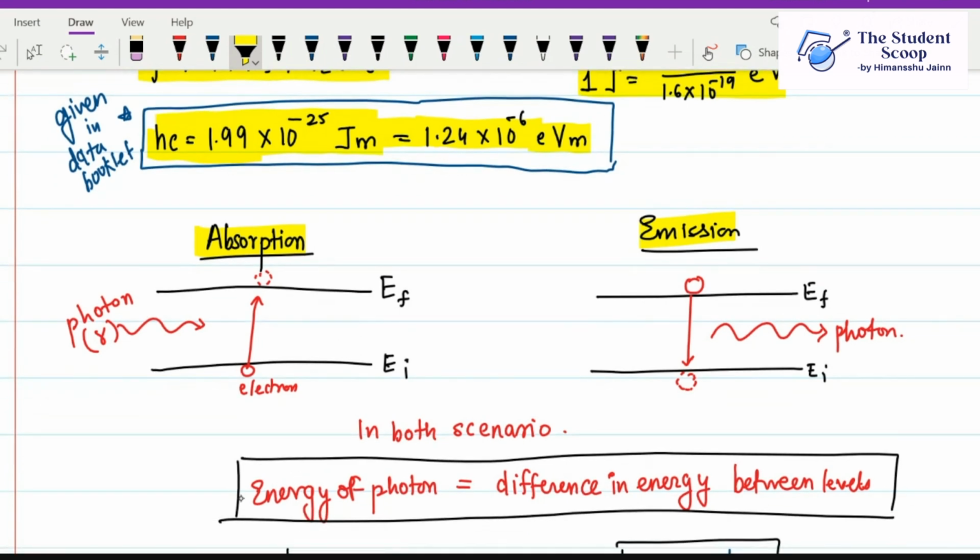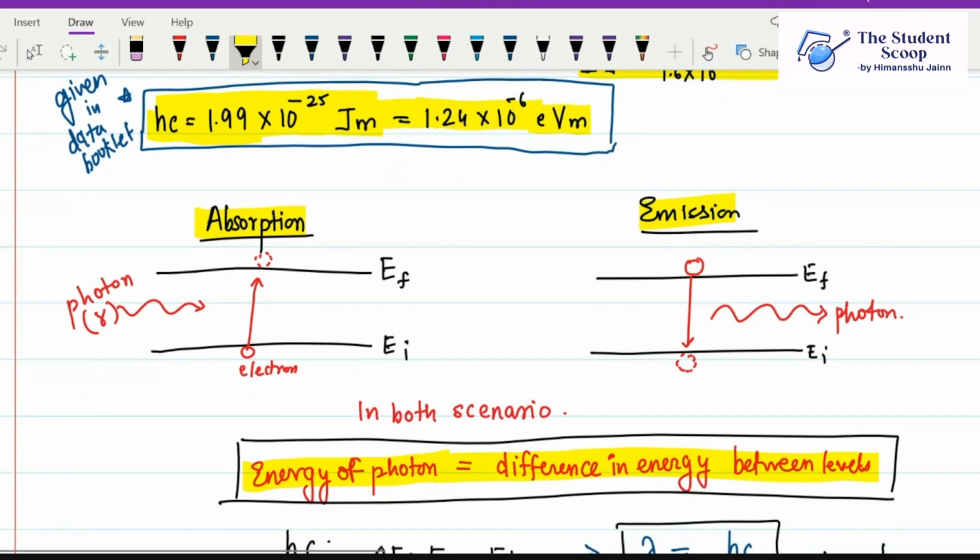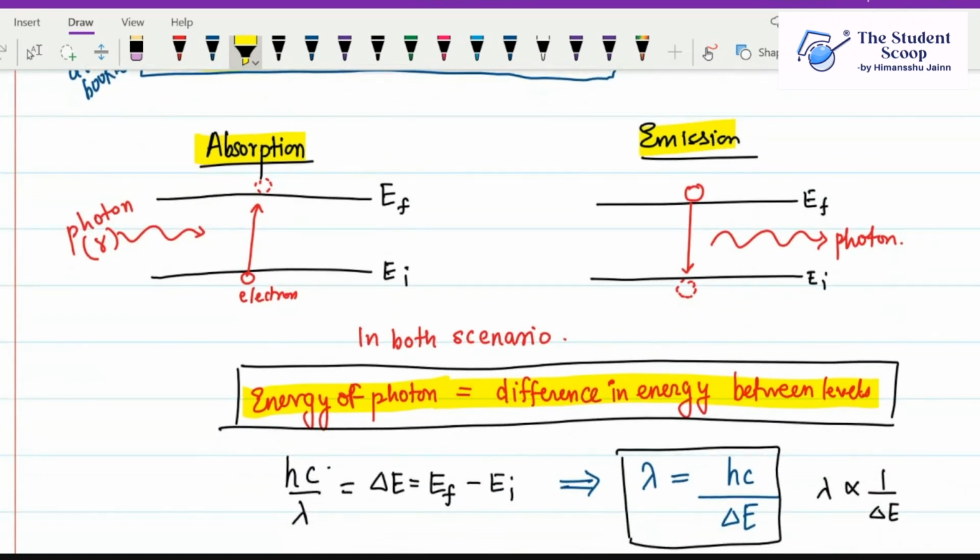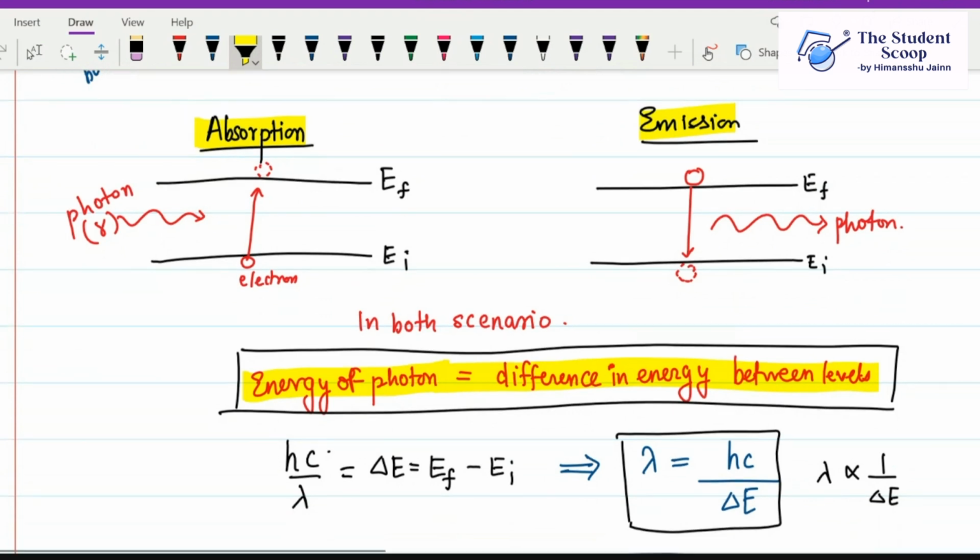In both scenarios, what is important to remember is that the energy of this photon, whether it is absorbing a photon or emitting a photon, has to be equivalent to the difference in the energy levels. Those are the photons that we observe in a spectrum. What is a spectrum? How do we create it? We will discuss this later in this video.